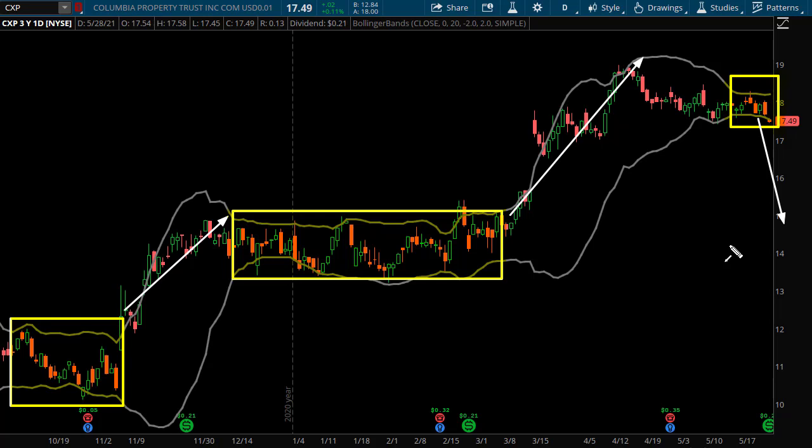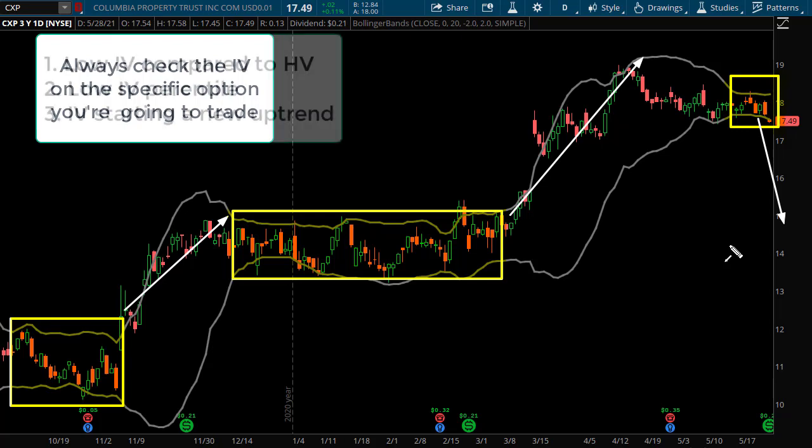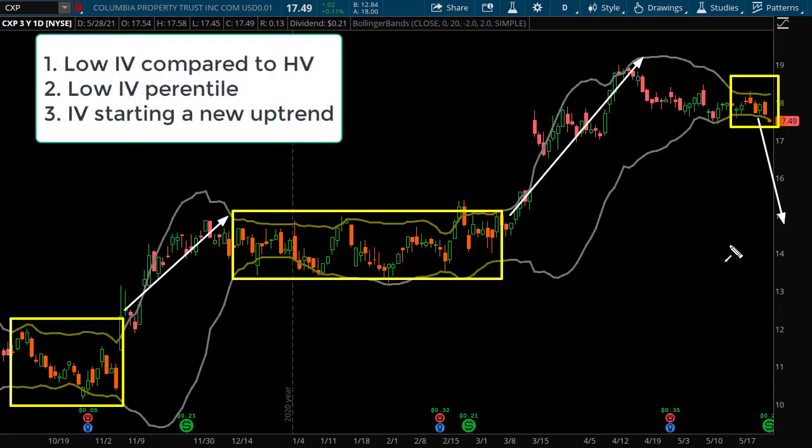So you also don't take this alone. Then when you see this is awesome, you start here. Step two is you go to your option chain. And then you make sure that you look at the actual implied volatility of the option that you're going to trade, or look at several of them. And look for low volatility. Is implied volatility low compared to historical volatility? Okay, that would be one sign.